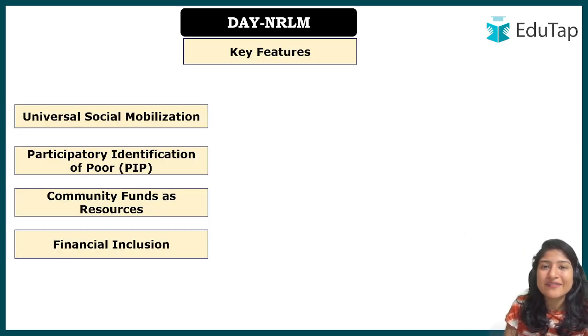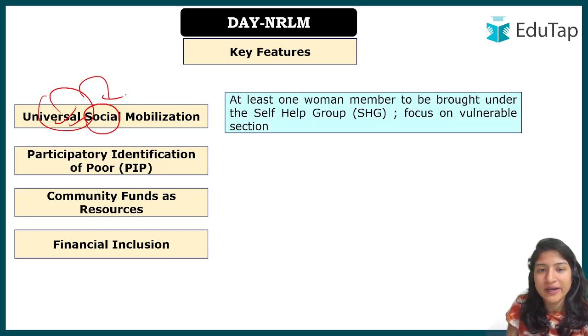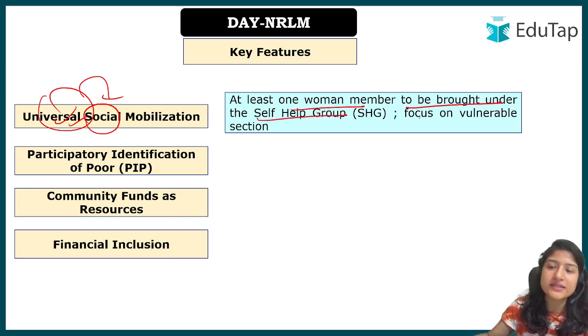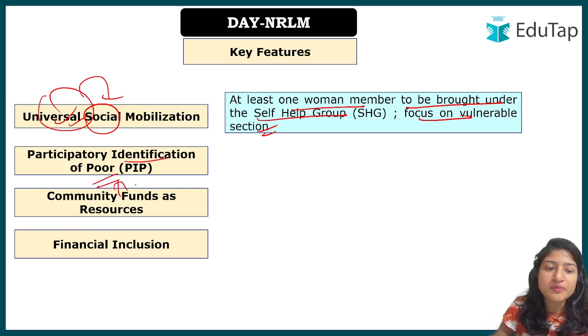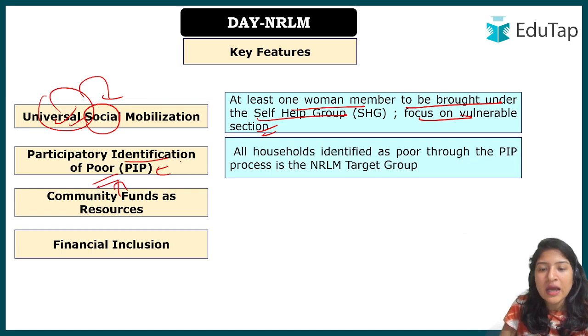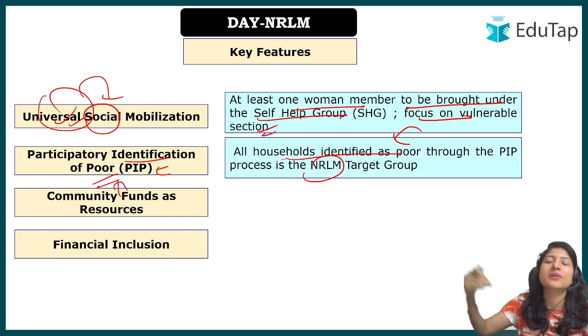Talking about some of the key features. We have universal social mobilization. It talks about universal social, so basically we are including everybody. In this key feature, at least one woman member is to be brought under the SHG, and focus on the vulnerable sections will be done, of course, because we are talking about social mobilization. At the universal level, universal means including everyone. Second is participatory identification of the poor. This is a particular method under the NRLM where the houses are identified as to which belong to the BPL category and which do not.